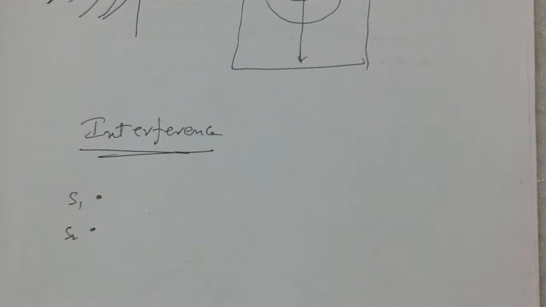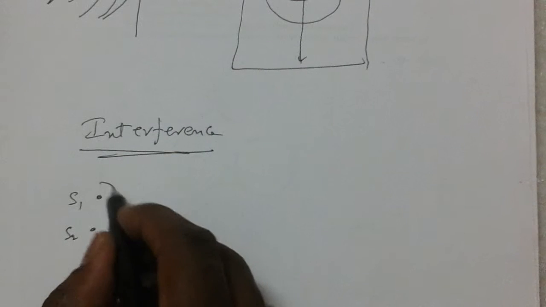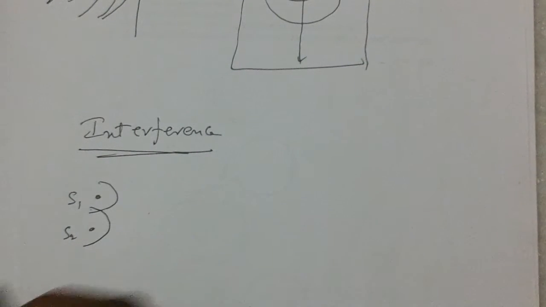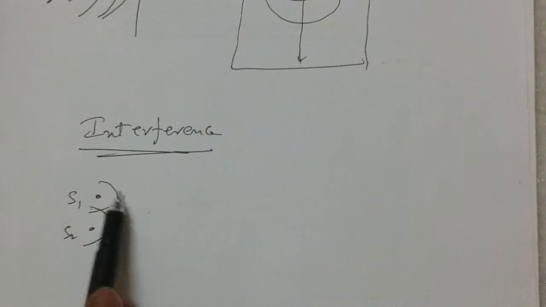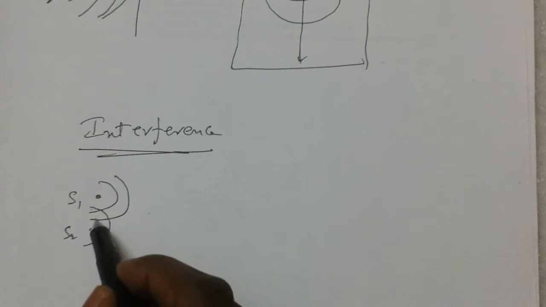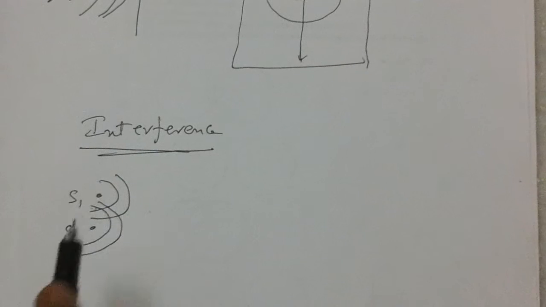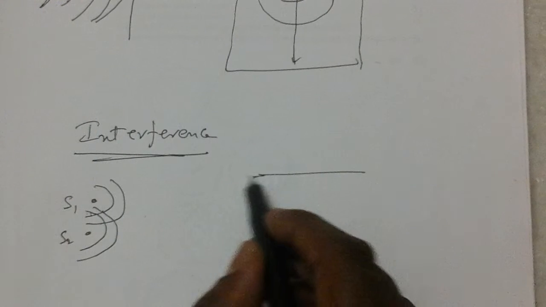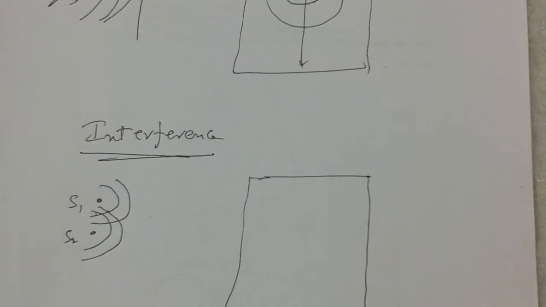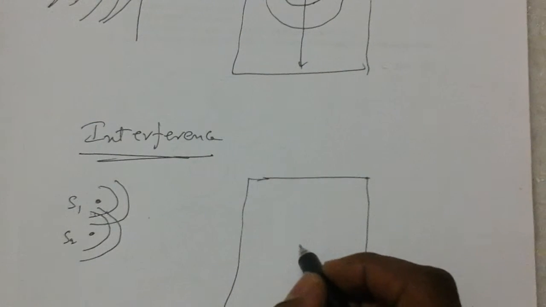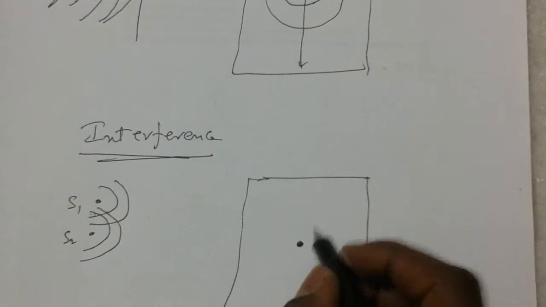If these two sources are coherent, then automatically what happens? From the first source a spherical wavefront is coming, and from the second source another wavefront is coming, like this. Again the first source sends another wavefront and the second source sends another. Like this two waves superimpose, and on the screen you get a similar pattern as diffraction, but the central fringe differs.